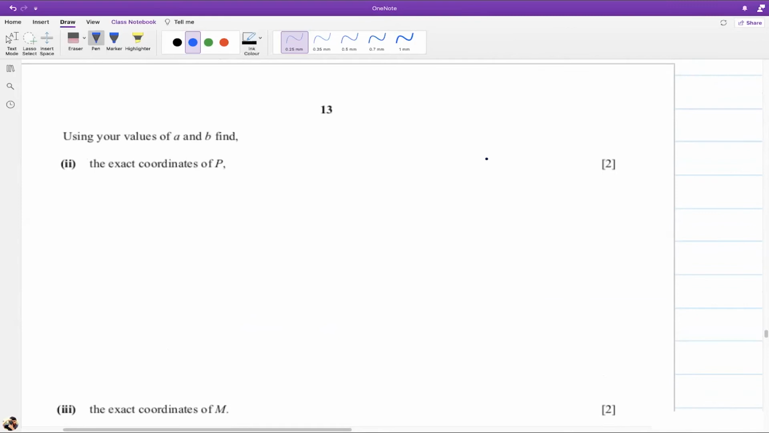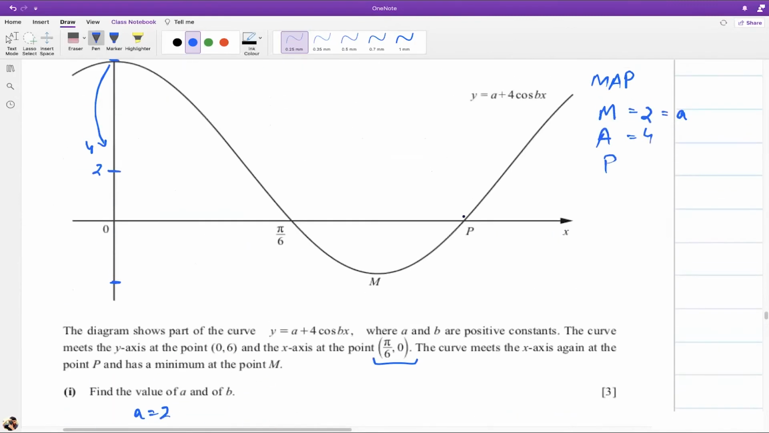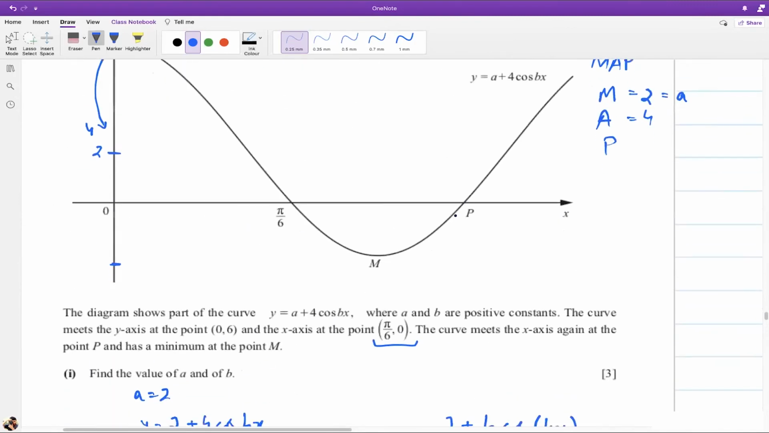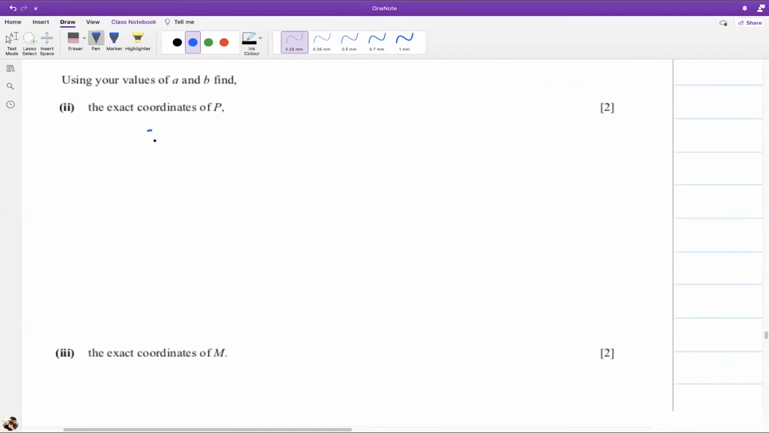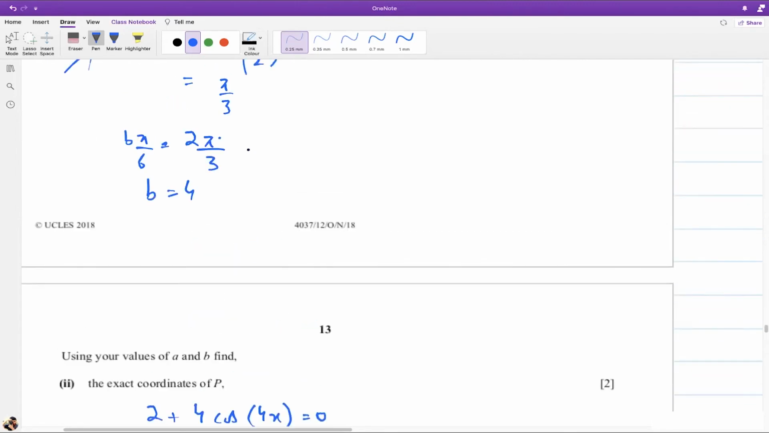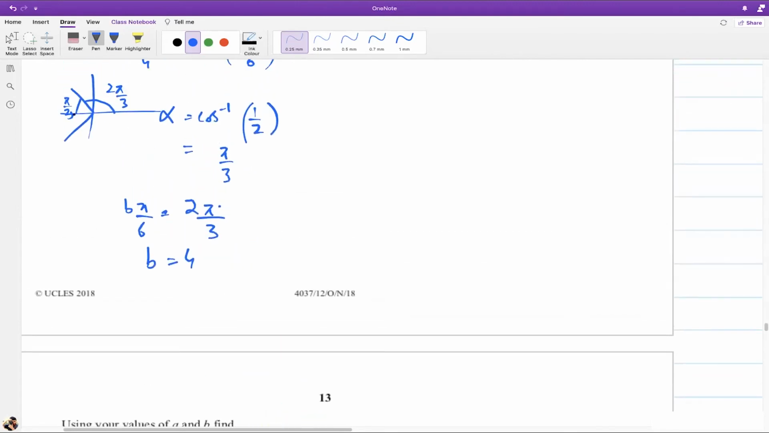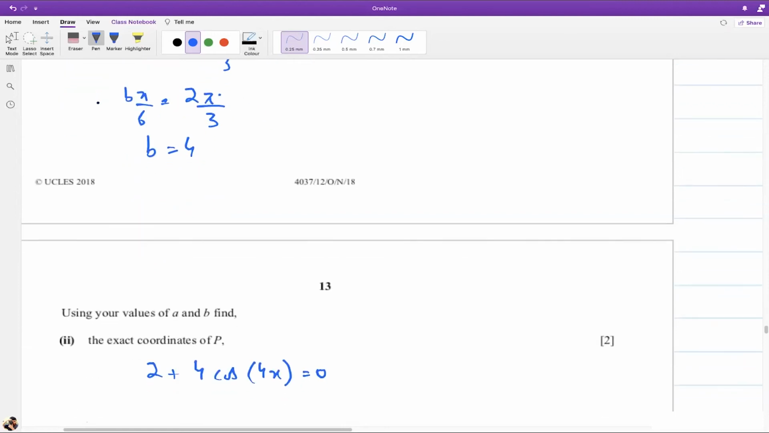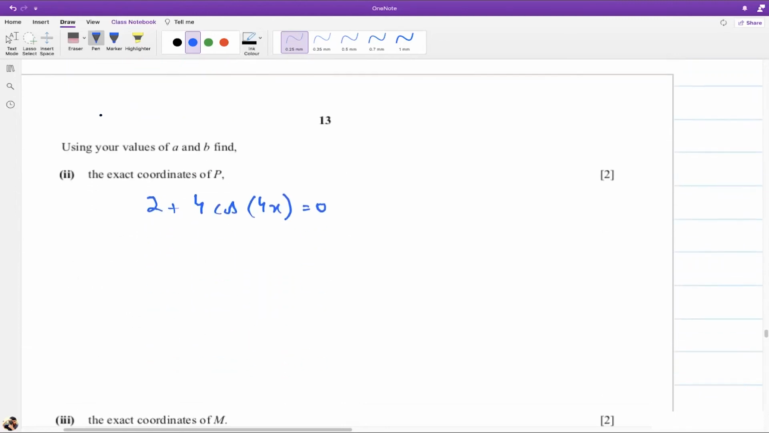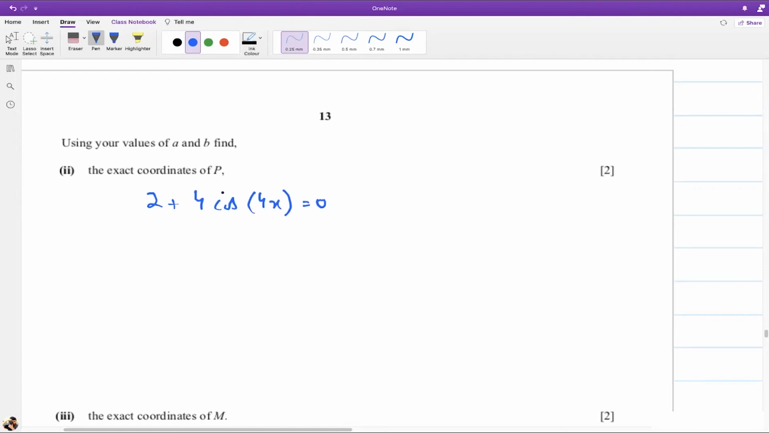Use your value to find the exact coordinates of P. P क्या था? P is the point where it cuts the x-axis. So again, you put 2 plus 4 cos 4x equal to 0, but you don't really have to do it because आपने देखे यहाँ पे already निकाला हुआ है इसको, ठीक है? तो आप कहेंगे कि ठीक है, my other point where it is equal to 0 is going to be pi plus π/3, which is 4π/3.